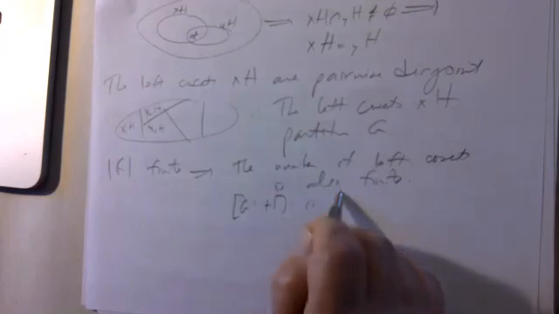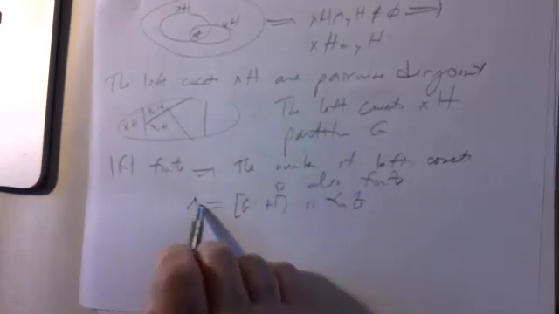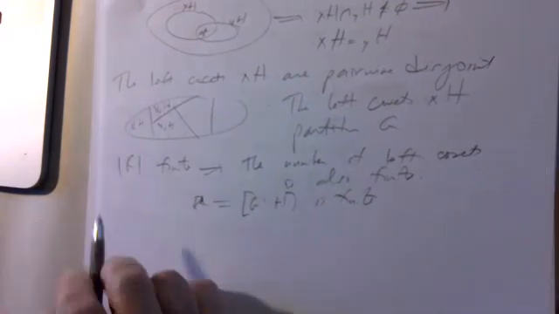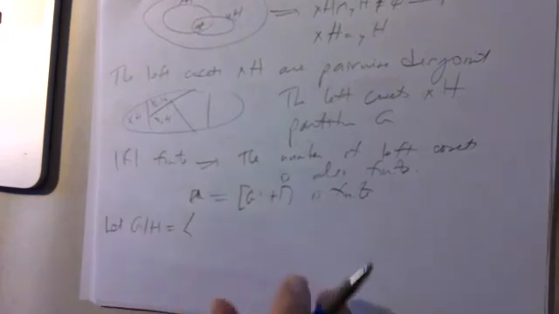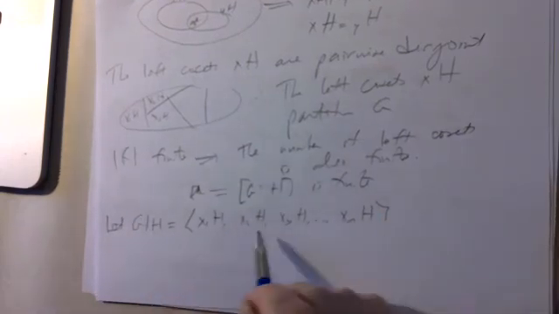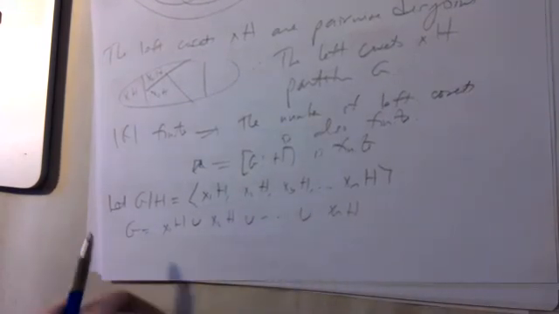That means the index of H in G is finite. Call this r. This is the number of left cosets. So let G mod H consist of exactly these r left cosets, x1H, x2H, x3H, up to xrH. So this is a partition of G. G is the union of these r sets.